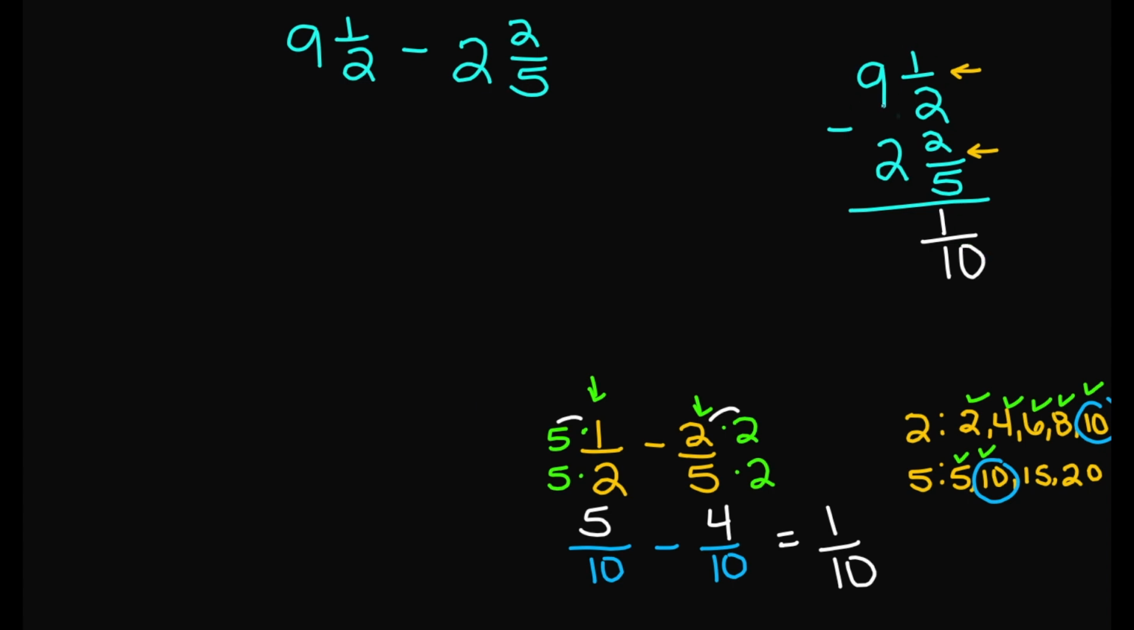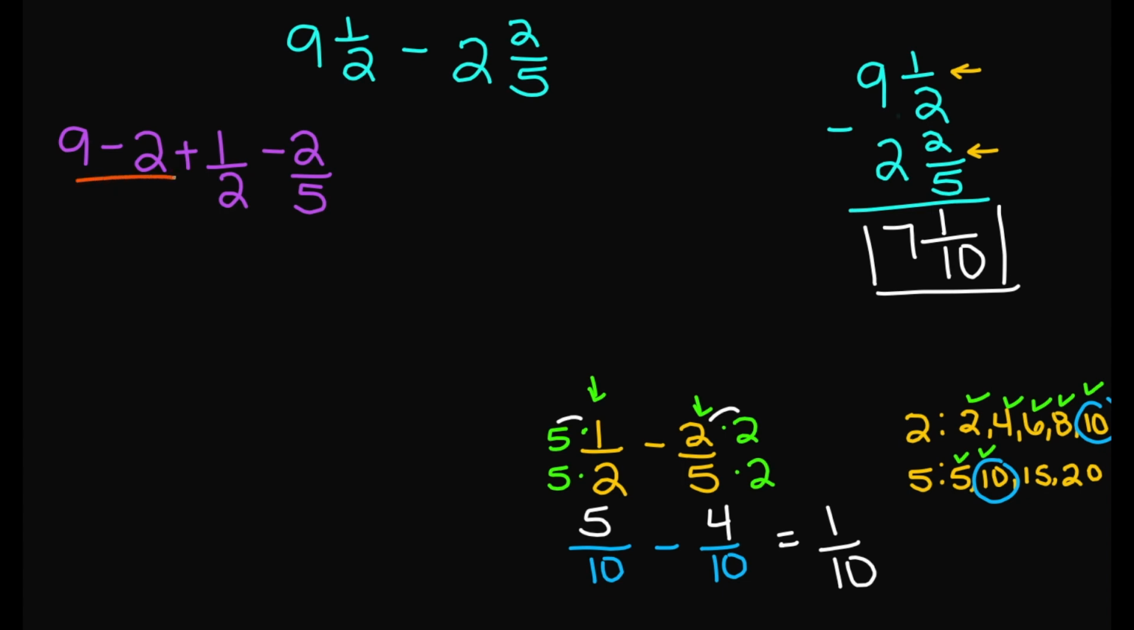And then when I subtract my whole numbers, 9 minus 2, this is going to equal 7. So your final answer here is 7 and 1/10. So let's say you wanted to expand everything out. 9 minus 2 plus 1 over 2 minus 2 over 5. And you'll get the same thing.